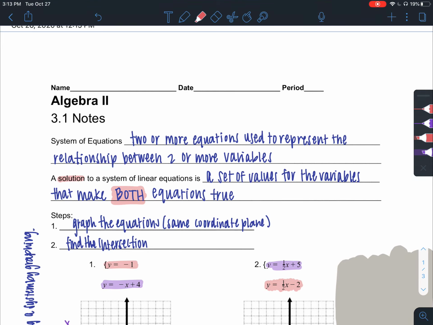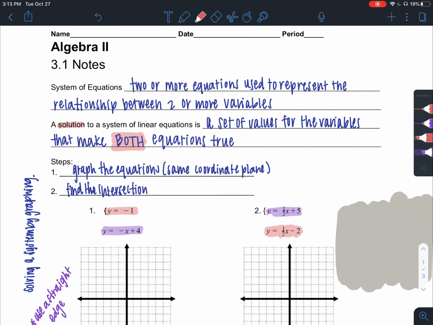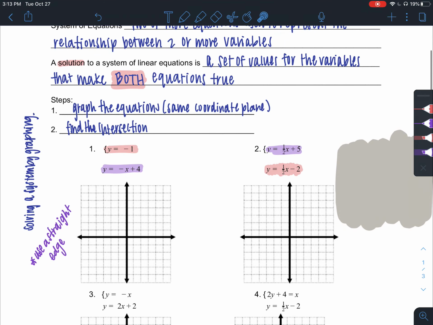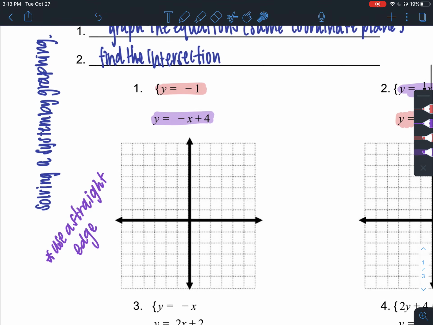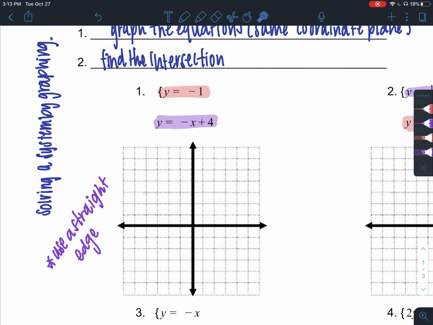Okay, so if we are solving a system of equations by graphing, here are the steps. We want to graph the equations on the same coordinate plane and then find their intersection point. That intersection will be the solution. We also want to make sure we use a straight edge because if we don't, then our lines might not be perfect and they really need to be in order to find our solutions. So let's go ahead and start graphing.